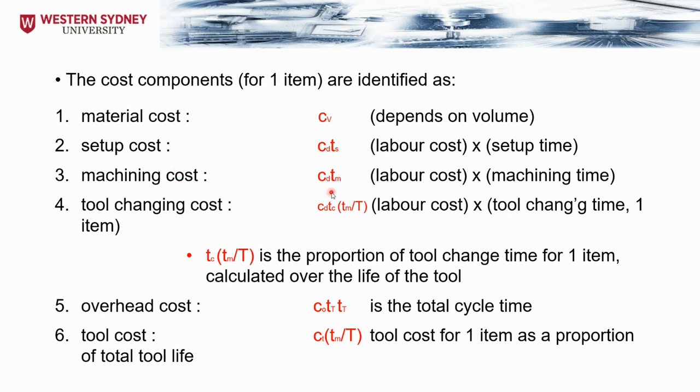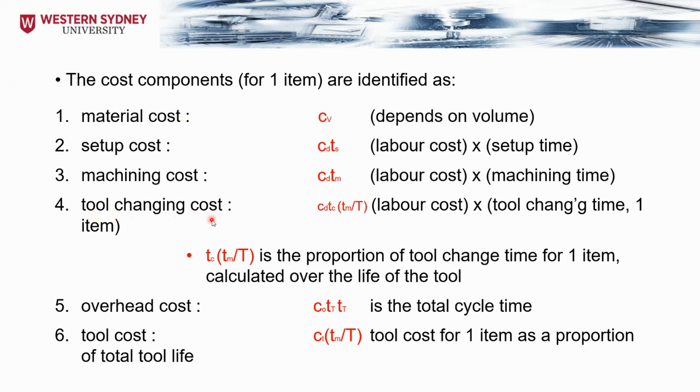The machining cost is going to be labor cost multiplied by the time of the machining. Now, if every part is going to take 30 minutes to be machined and finished, then the machining cost is going to be equal to the $60 per hour for the worker multiplied by 0.5, which is the total time in hours for machining one part.